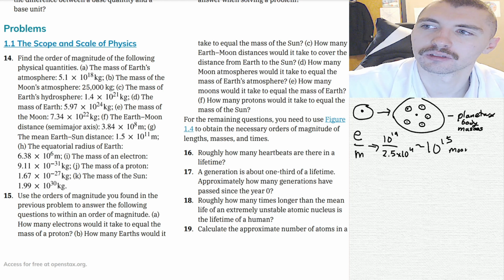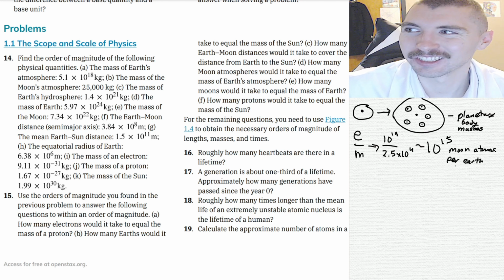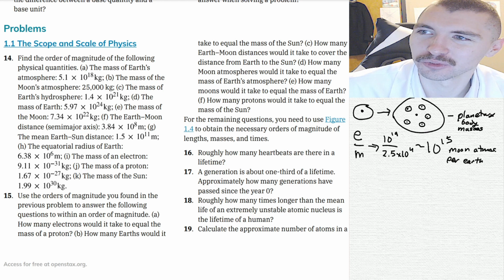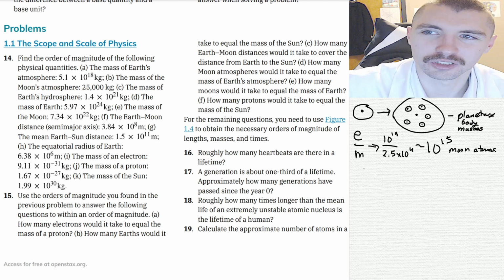Moon atmospheres per Earth. Does that make sense? That's how much weight it is. So we have the weight. Earth's atmosphere has the weight of about 10 to the 15 moon atmospheres per Earth. And this is obviously in kilograms, right? I want to check this.